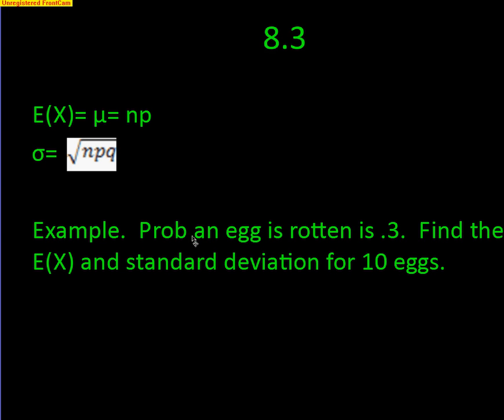It says the probability an egg is rotten is 0.3. Find the expected value and the standard deviation for 10 eggs. So expected value is easy. You know what? I'll pause for a second. If you want, you can work out expected value and standard deviation, and then we can compare our answer. So I'll pause for a second.